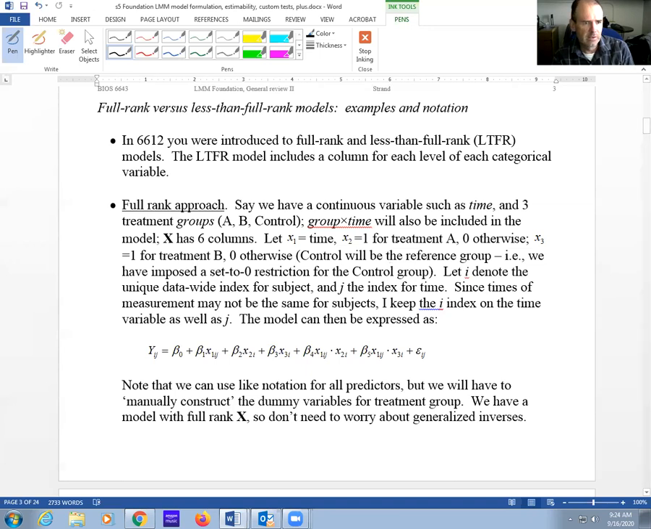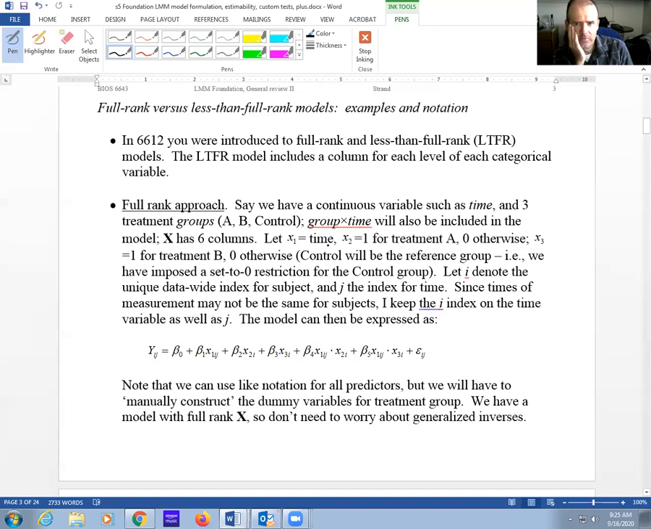right? And this is maybe a way you're familiar with doing it. So x1 is going to be time, that's a continuous variable. x2 is going to be 1 for treatment A and 0 otherwise. x3 is going to be 1 for treatment B and 0 otherwise. And then we only need 2. So the control is going to be the reference group, so we don't actually add anything for that group.